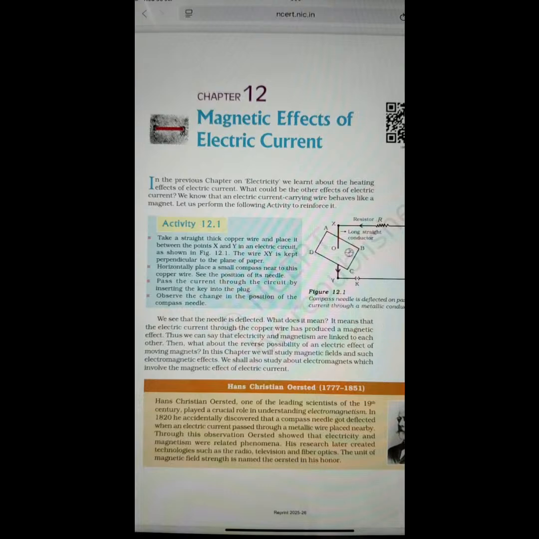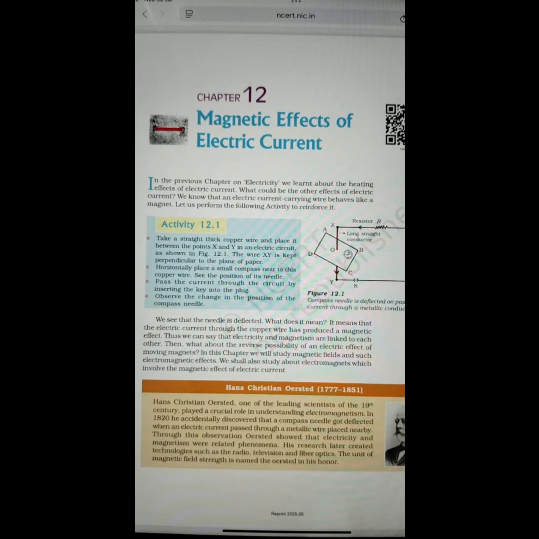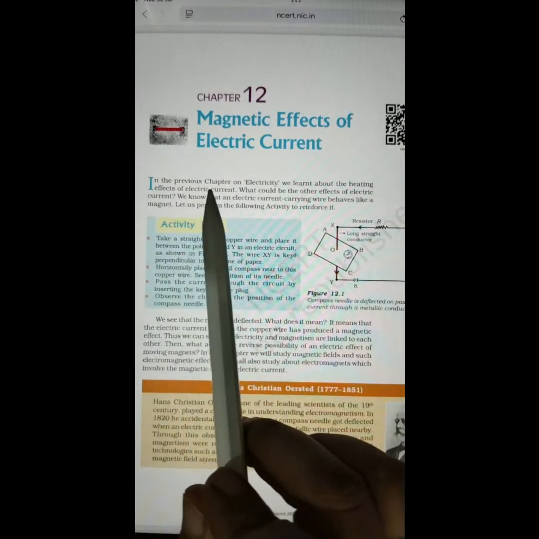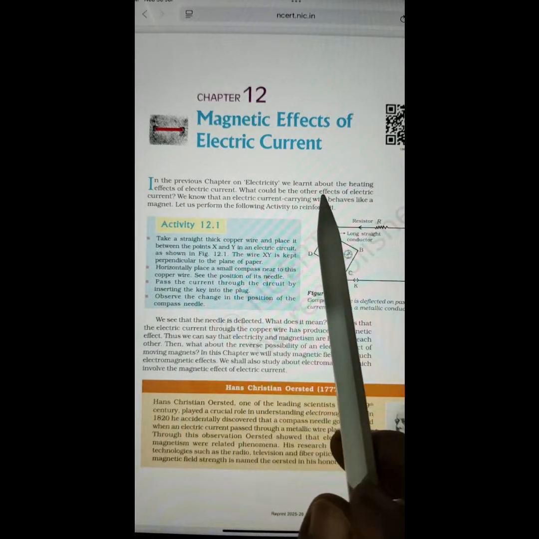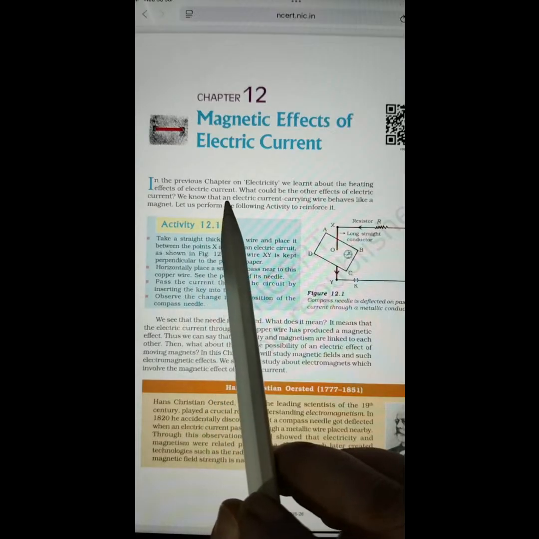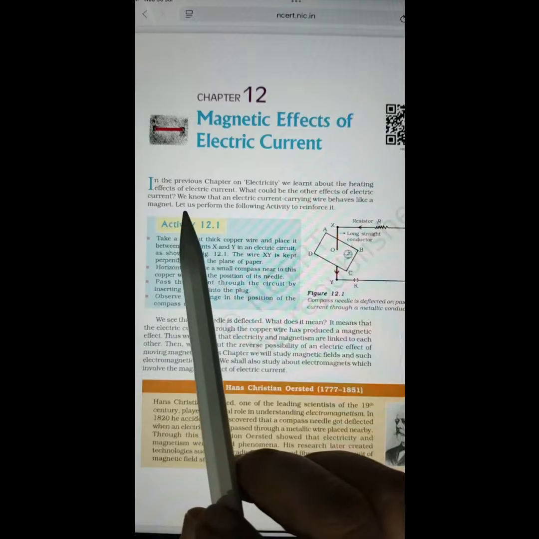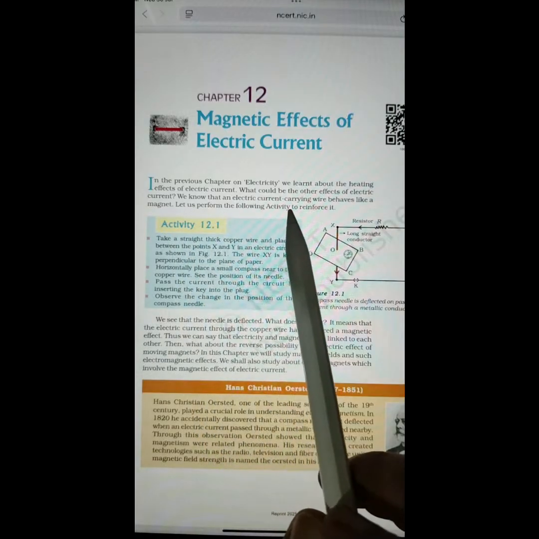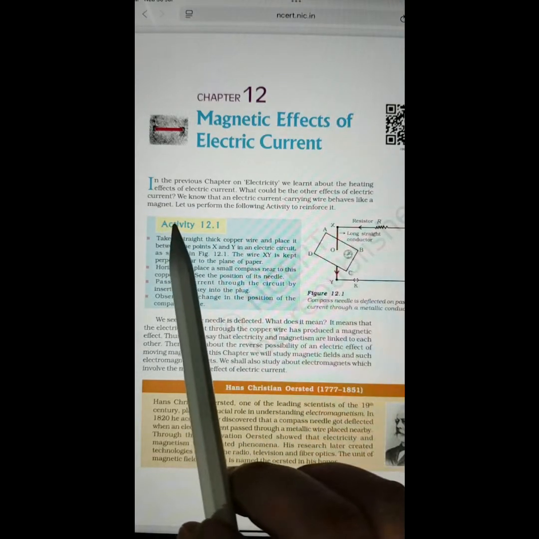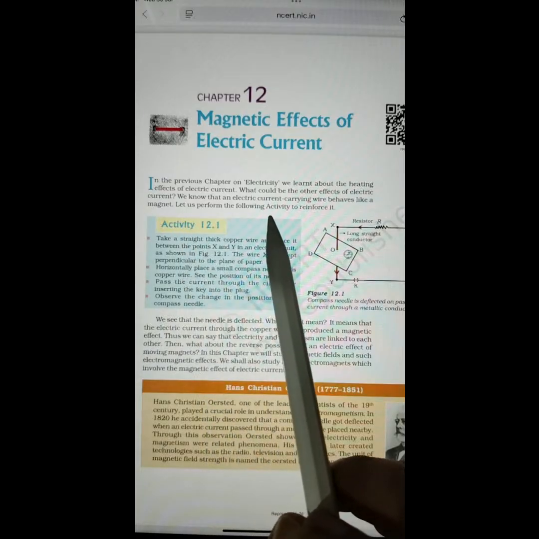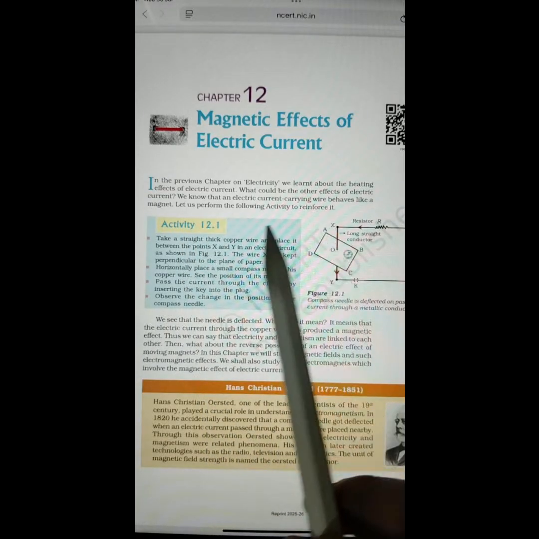So let's begin with the live reading of Chapter 12, Magnetic Effects of Electric Current. In the previous chapter on electricity, we learned about the heating effects of electric current. What could be the other effects of electric current? We know that an electric current carrying wire behaves like a magnet. Let us perform the following activity to reinforce it.